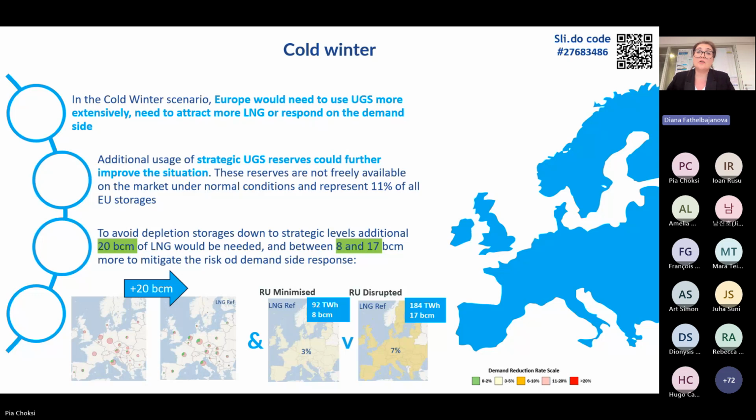Just as a reminder, resources represent about 11% of all European Union storage capacities and are usually not freely available on the market under normal conditions. So essentially, they help to mitigate the risk for the countries that hold them. And finally, to avoid storage being depleted down to those strategic levels, we would need around 20 BCM of additional LNG and another 8 to 17 BCM to reduce the risk of triggering this demand-side response.